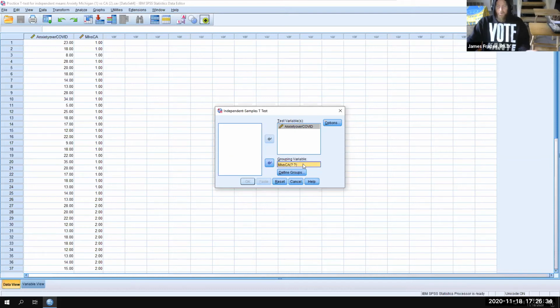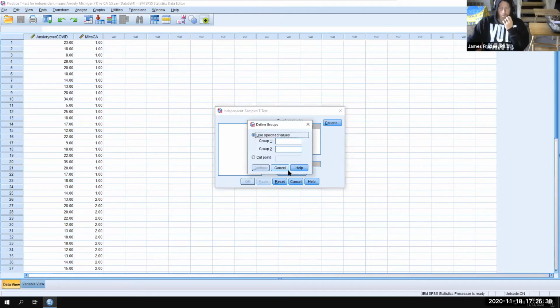Now, SPSS doesn't know the postal abbreviations. We have to tell it which one's which. And we've decided that Michigan is 1. So we're going to say group 1, Michigan is 1, and group 2, California is 2.